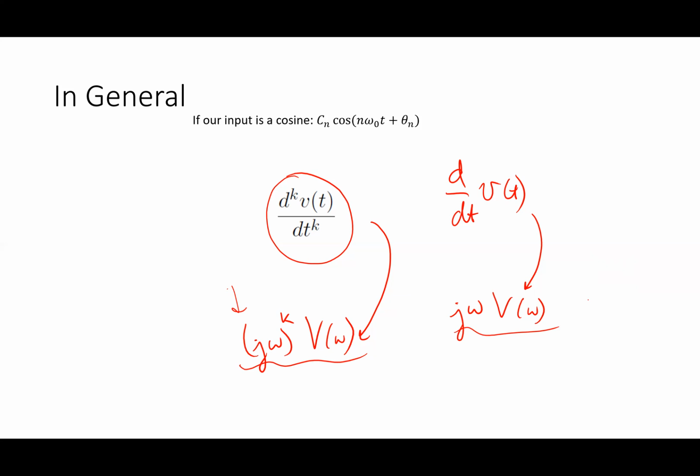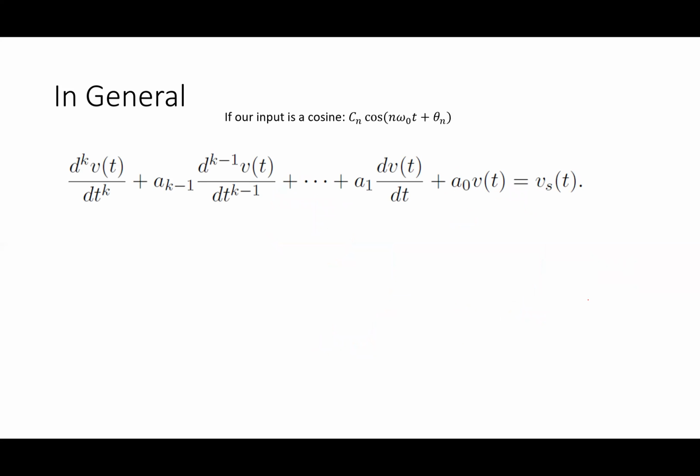Now I can use that in a lot of general cases. So let's say I had something like this. All right. So I'm given an input, this guy. So that input is V sub s of t in this case. Okay. So what I can do is I can replace V of t with the Fourier transform of it. And I'll replace Vs of t with its Fourier transform.